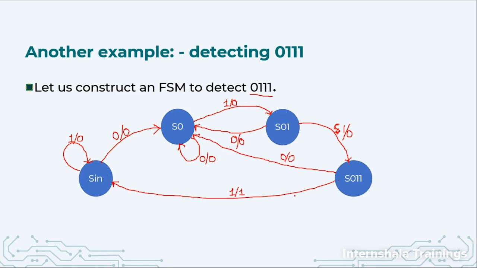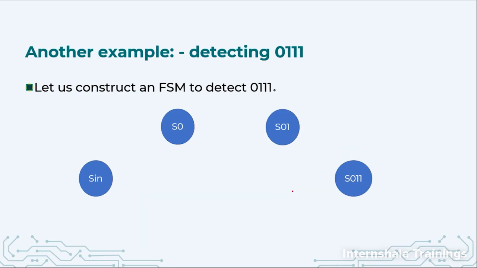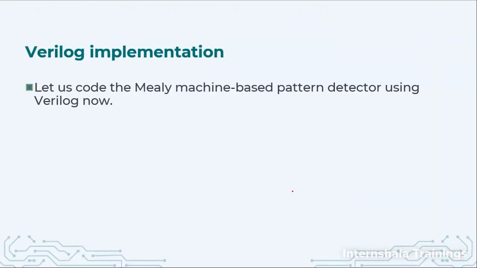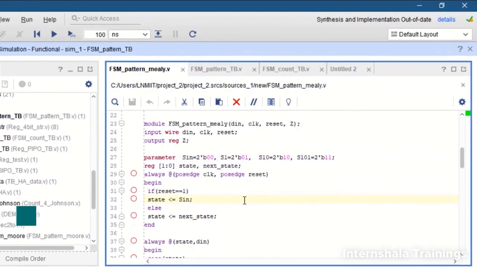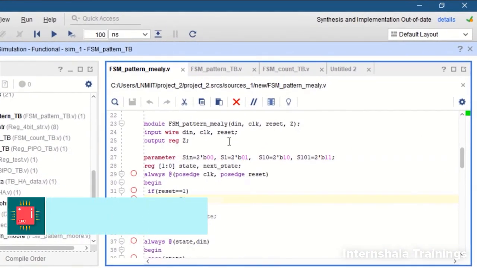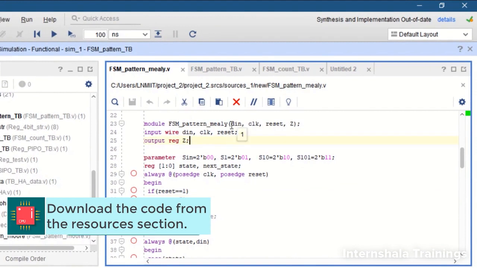So this way you can design your own pattern detectors using Mealy machine or Moore machine. Now we are going to implement the same using Verilog in Vivado. We have the code ready, which is very similar to our earlier code of pattern detector. We have input D in, clock and reset, and output is Z.